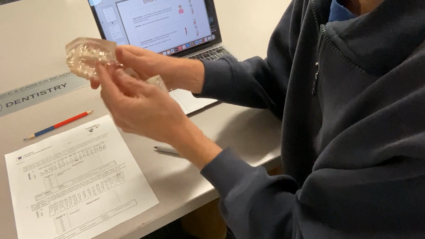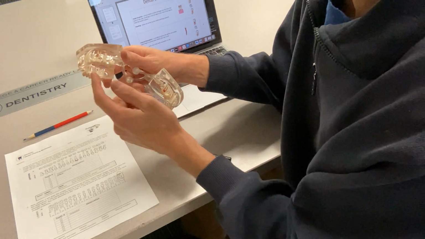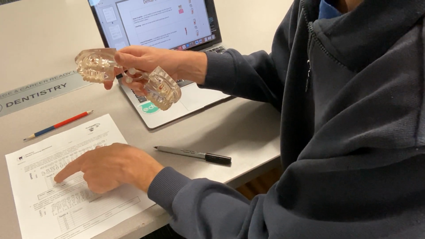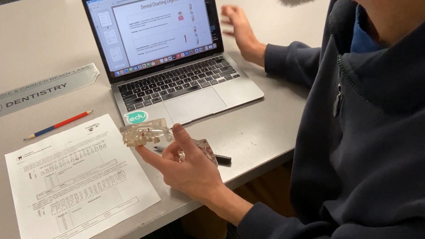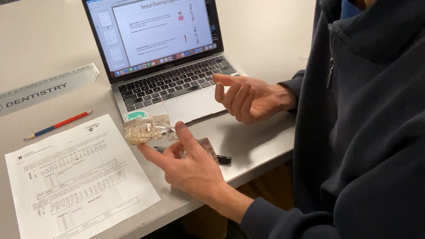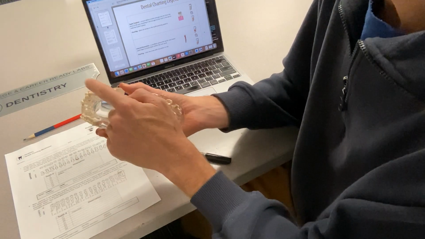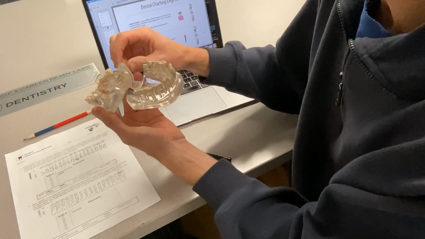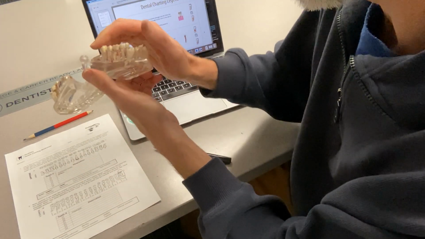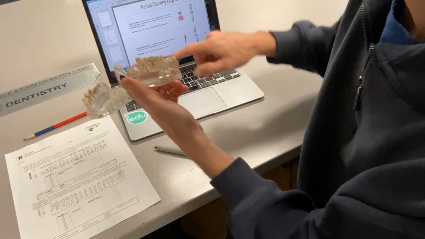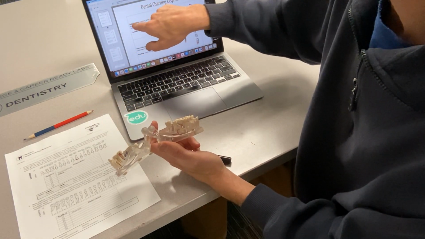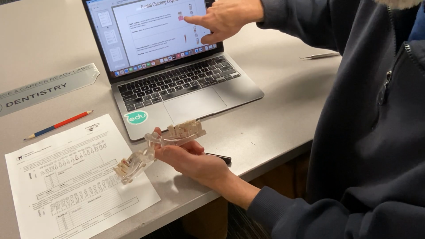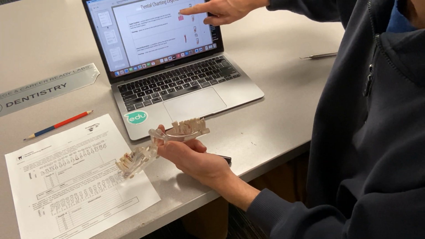What you're going to do to figure out what's wrong with 13, 14, 15, and 16 is use the dental charting legend right here. I'm going to give you a hint right now. The last one, see how it sticks out? It's higher than all of the other ones. On the dental charting legend, that's what's called a super eruption. You can see how it's drawn right here, how it comes up above.